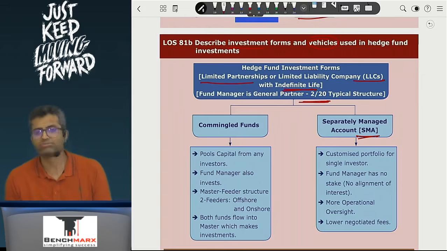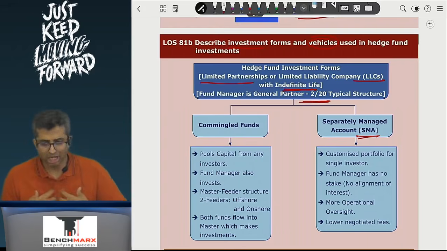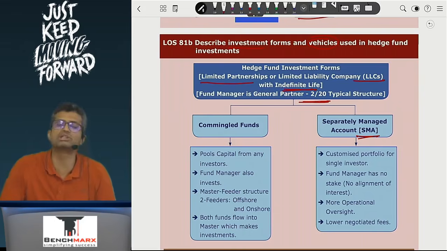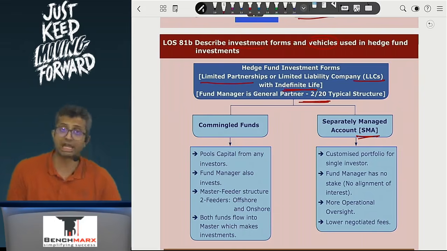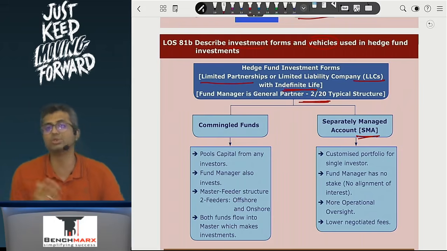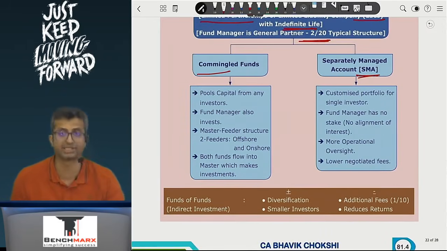However, the fees would be lower, but at the same time the problem is alignment of interest, because in a separately managed account the fund manager has not put in his or her own money. It is very much possible the incentive is not as much as in a commingled fund where they have their own investment as well, and hence there is alignment of interest. So over here is regarding commingled and separately managed accounts.